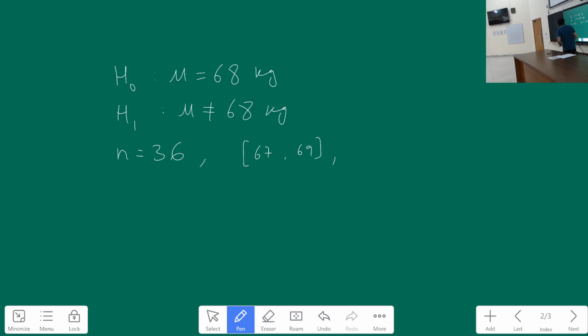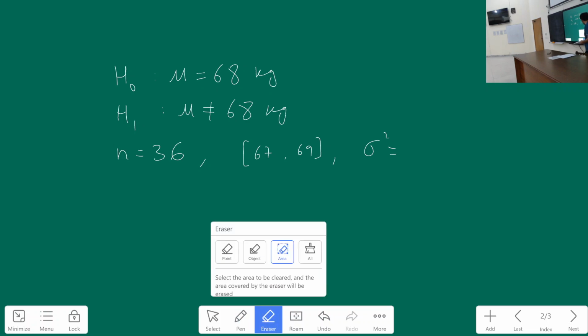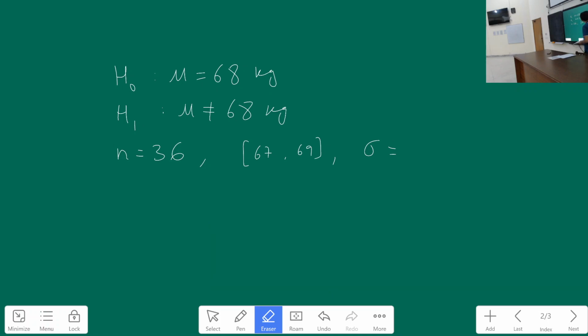Now further assume that you know the true variance, the true standard deviation in this case, is 3.6. So you know these things, and now we want to discuss alpha, beta, and the significance level for this particular case.